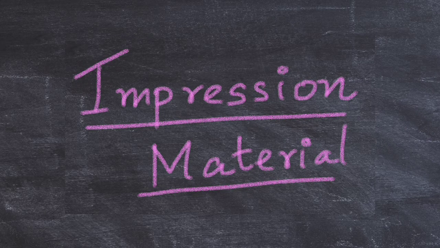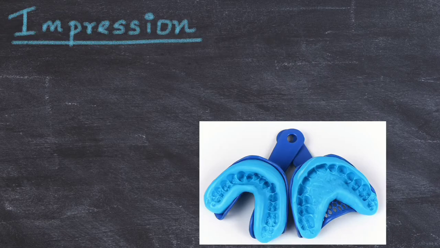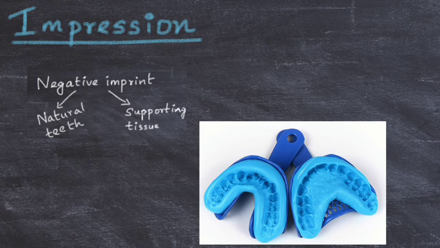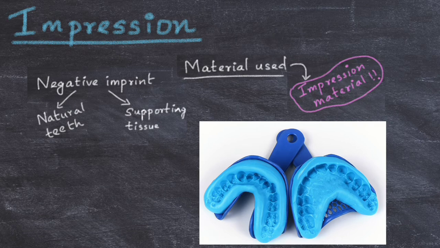In previous videos, we discussed various aspects related to the properties of dental materials. So today we are going to start with another topic, which is the impression material. Dentistry is a field which actually revolves around these impression materials. An impression is a negative imprint of the natural teeth and the surrounding tissue. The material which is used for such an impression is called an impression material.